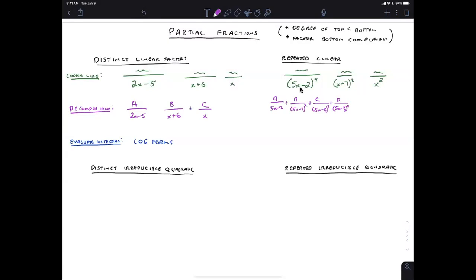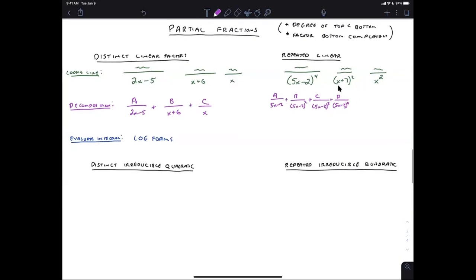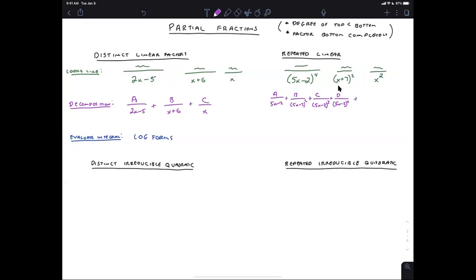All right, same over here. Everybody clear? Okay, for x plus 7 squared, we'd have e over x plus 7 and f over x plus 7 squared. And for x squared, we'd have g over x and h over x squared. Any questions on that? Within one reasonable problem, you wouldn't do all this, but this is how you would set it up.